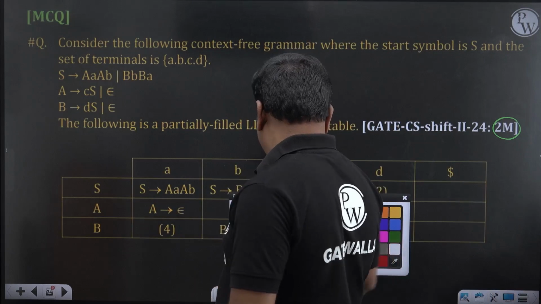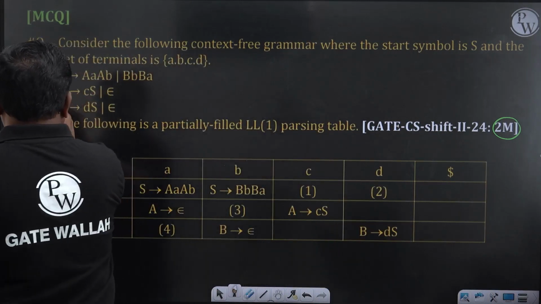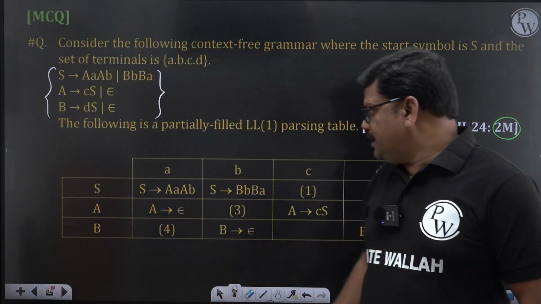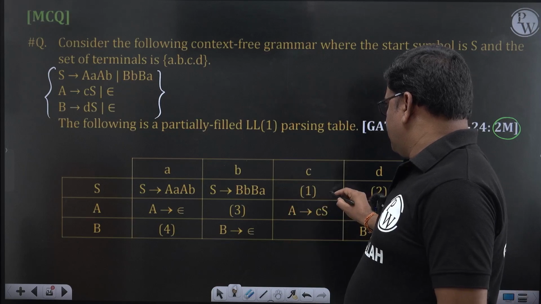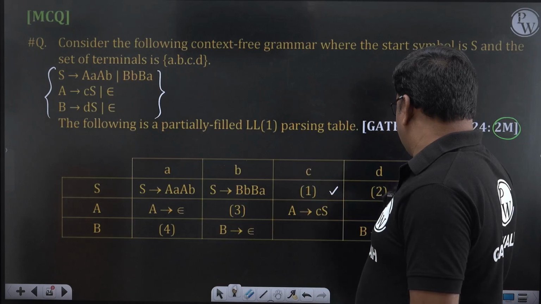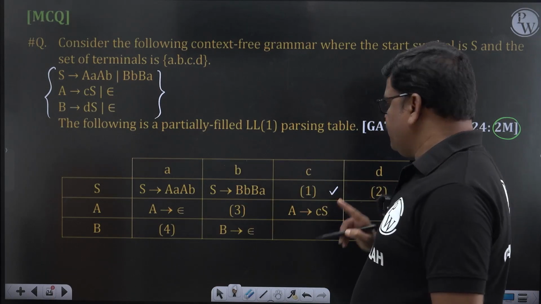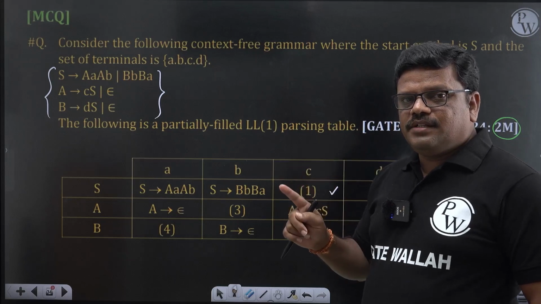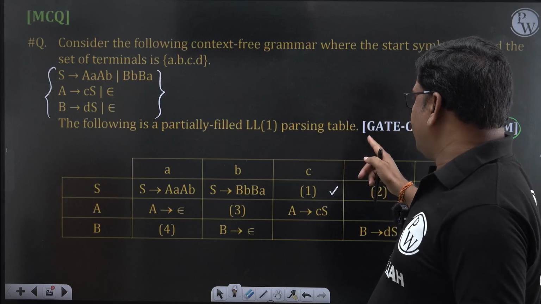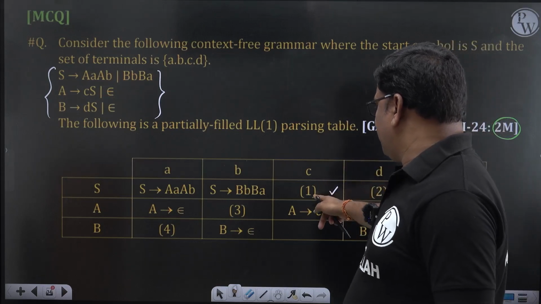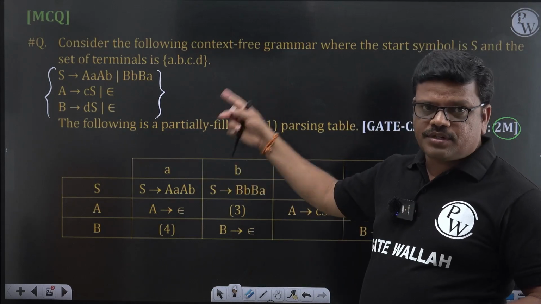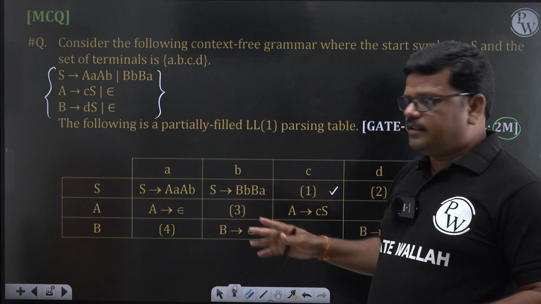There is a grammar and he constructed an LL1 parsing table. In that, there are some missing entries. In this position there should be some production that is missed. In the place of number 2, here also one production is missing, and in 3. So, the following is a partially filled LL1 parsing table. Whatever numbers are given in these cells, there should be some productions. What are the productions of this grammar that will be filled in? That is what is required.